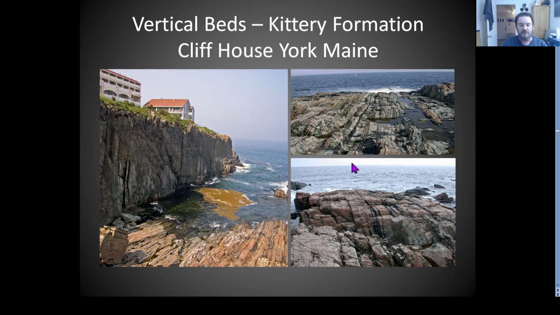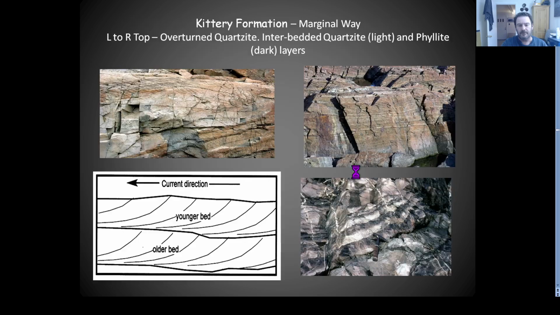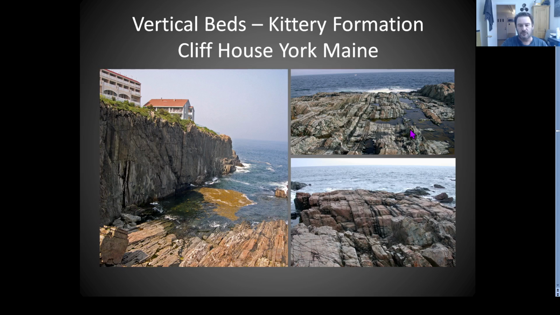This is the Cliff House. Now, this is interesting in the sense that the beds have been turned so much that they are now vertical. So we don't really have a top and a bottom per se. When they're 90 degrees, we just call them vertical. And it's up to the geologist to go out here. This is the same thing as the Kittery Formation, it's just been tilted a little more. If we go back up here, these near the marginal way have a tendency to go like this. So there are all sorts of different ways. But when you get to the Cliff House, the compression becomes much steeper, and we have beds in that area that are essentially vertical.